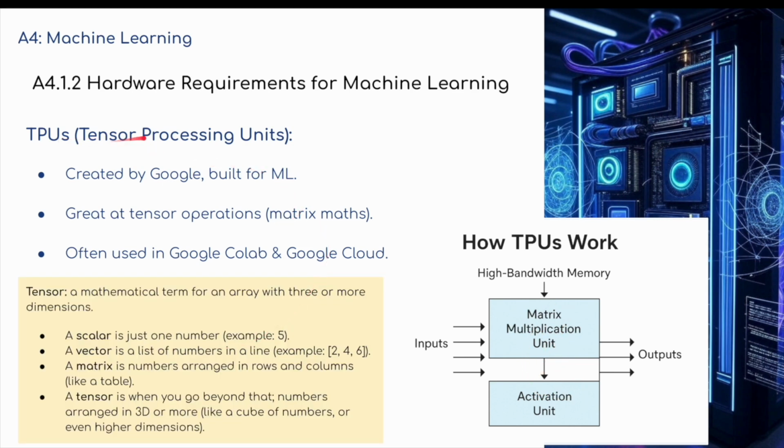Just to clarify, a tensor is a mathematical term for an array with 3 or more dimensions. So a scalar is just one number, like an integer, 5. A vector is a list of numbers in a line, example 2, 4, 6, using Python, like a Python list. A matrix is numbers arranged in rows and columns, a bit like an array, like a table. A tensor is basically when you go beyond that. Numbers are arranged in 3D or even more, like a cube of numbers or even higher dimensions.